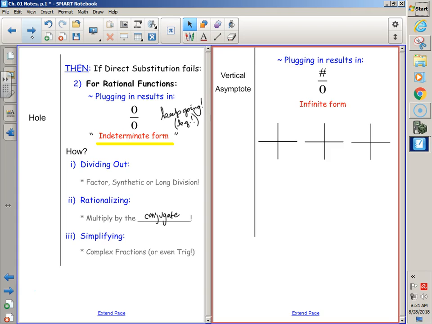Before we do examples, I want to show you the other thing that can happen when you plug in. You're like, huh! So there's plug in 0 over 0. Keep going. I actually want you to write keep going, because I want you to think keep going. Are we tracking?